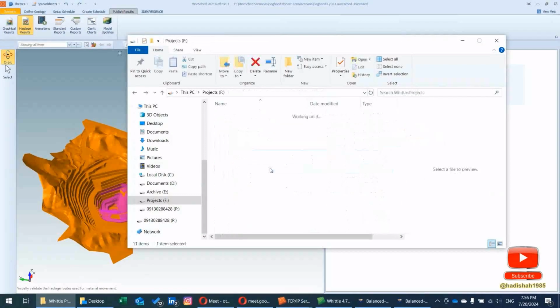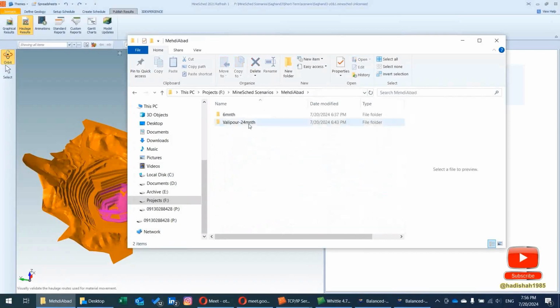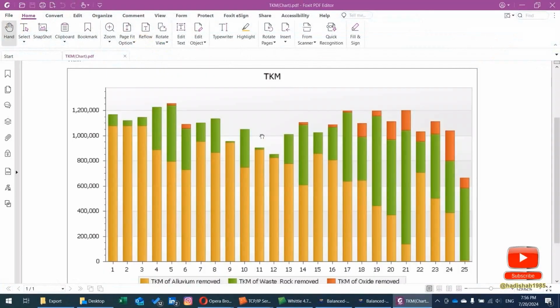I think I have here one example about what can be one of the outputs when we are dealing with haulage in our tactical planning. One of the commonly used KPIs in mine planning is TKM, that is the tonnage hauled per kilometer.